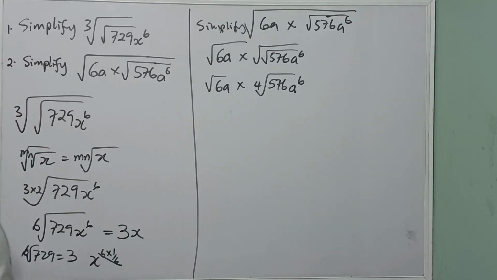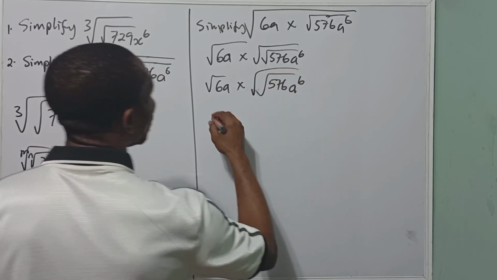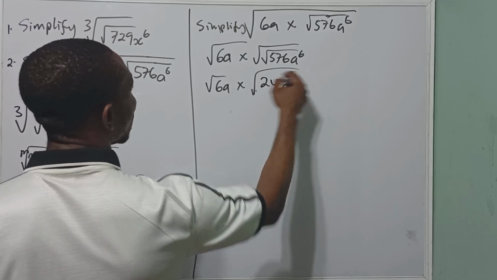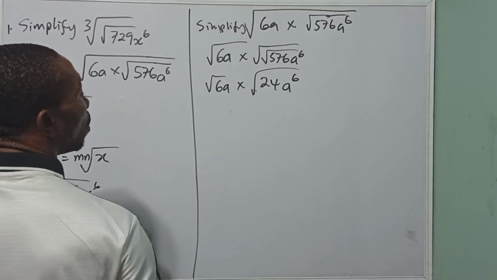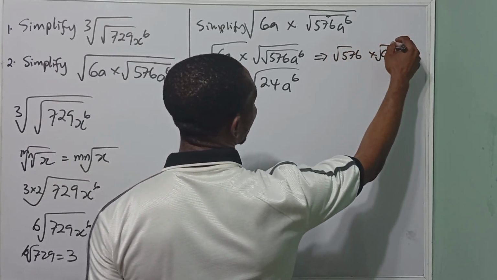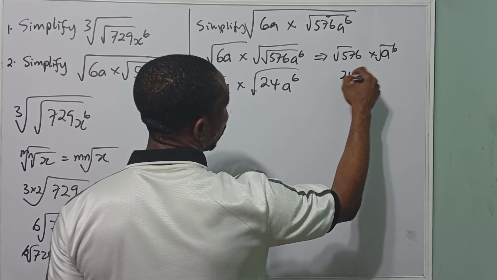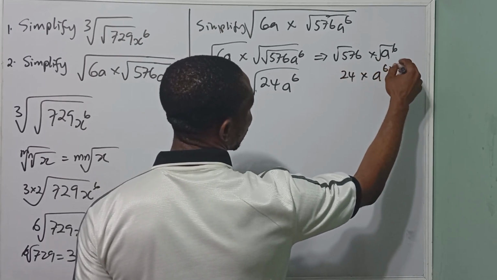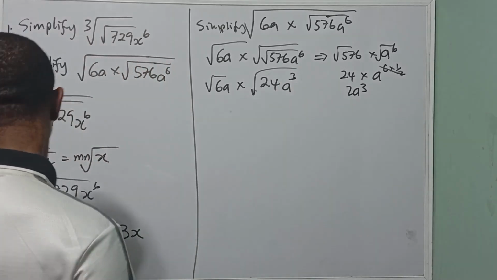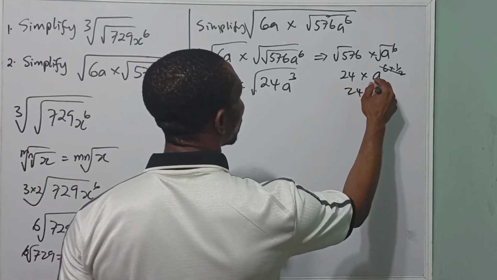So we can now break this down, and looking at our root of 576, root 576 will give us 24. So this gives us 24 e raised to the power 6. If we have root 576 times root e raised to the power 6, this will give us 24 times e raised to the power 6 times 1 over 2, which gives us 24 e raised to the power 3. So having that as 24 e raised to the power 3 here.